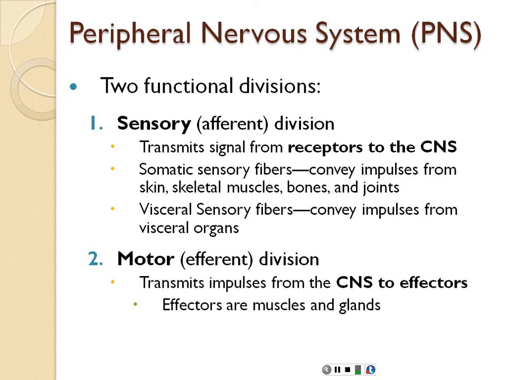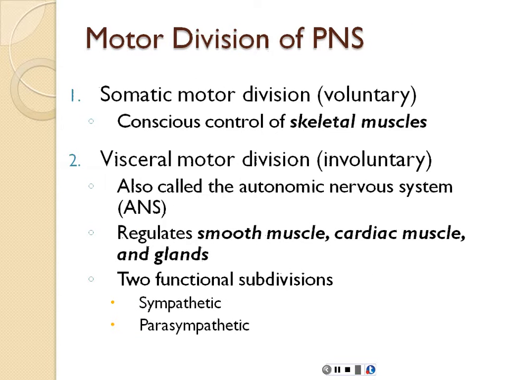And then the motor division also has two subdivisions, visceral and somatic motor. So for the somatic motor division, the first thing you should think of is that motor involves muscle. Okay, effectors. The difference between these two has to do with which effectors are activated.